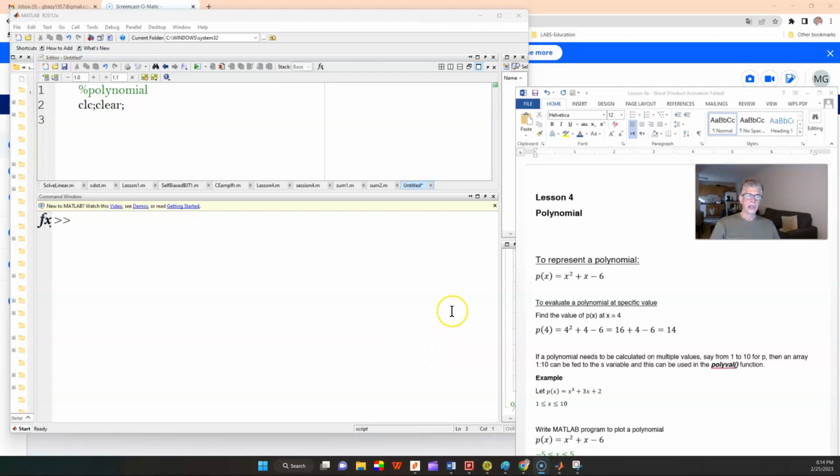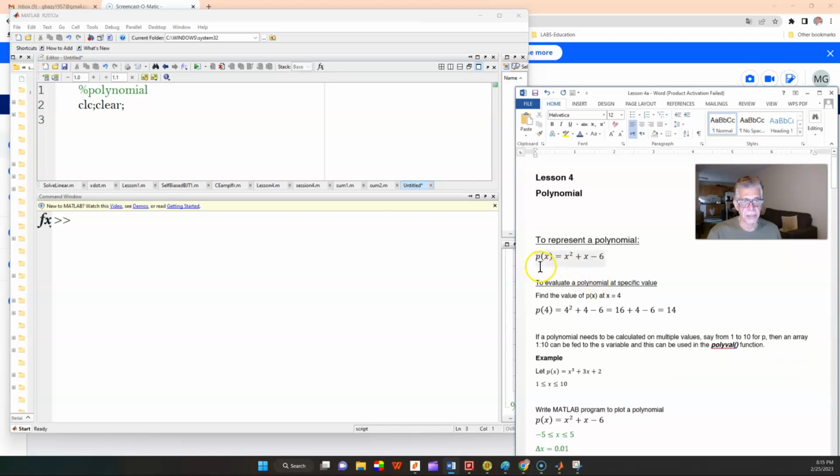Hi everybody. Today's tutorial session will be on polynomials. Polynomials are really very important in many applications in physics and engineering. So let's just look at this polynomial. P of x is equal to x squared plus x minus 6. This is a polynomial of order 2, and the independent variable is x, and the value of the polynomial will be saved in P of x.